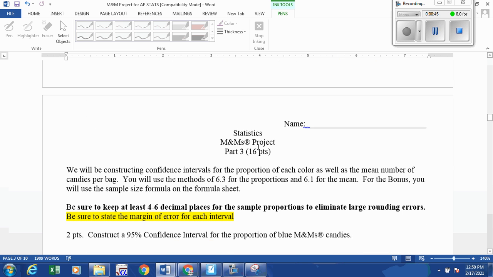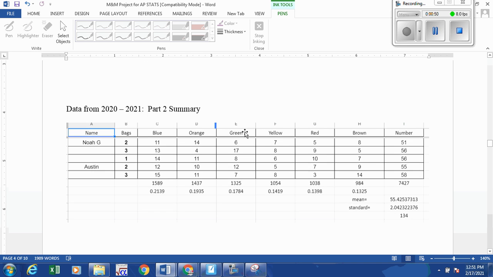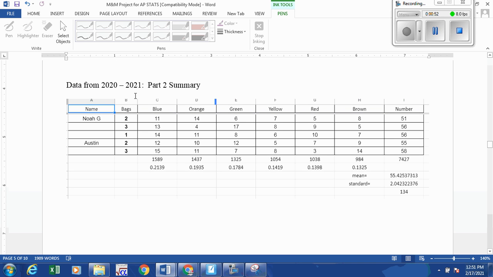But if you look at the paper you have now for part 3, and you look on the back of this paper, you will see a summary of our data from this year. So you can see this line here has the number of candies of each color. Here is our total number of candies, 7,427. And then here is the proportion for each of these colors. The mean and standard deviation has to do with the mean and standard deviation for the number of candies in each bag. And then 134 is how many bags of candy that we surveyed.